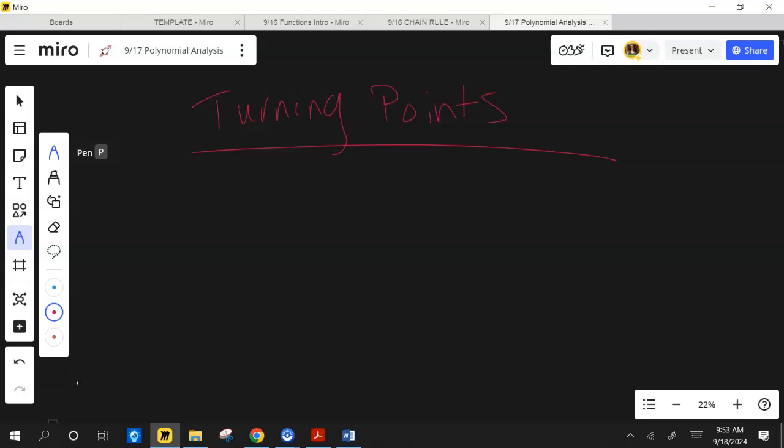All right, turning points. Turning points on a graph.